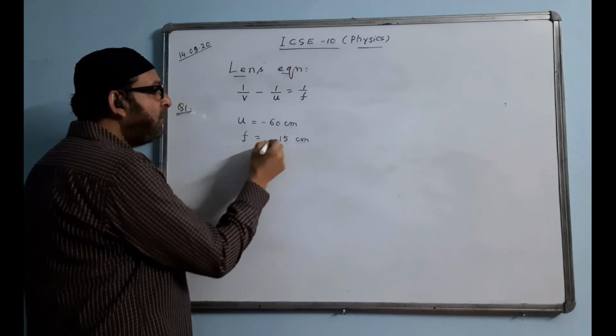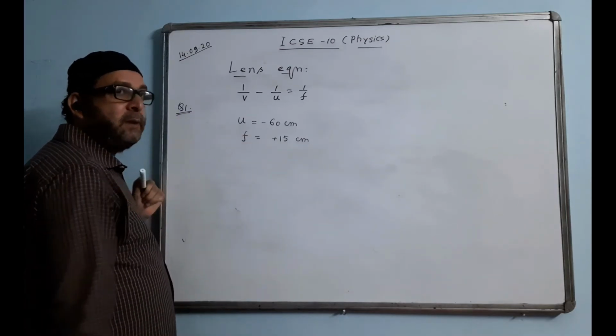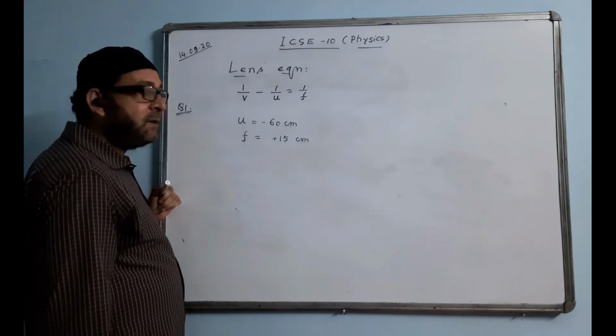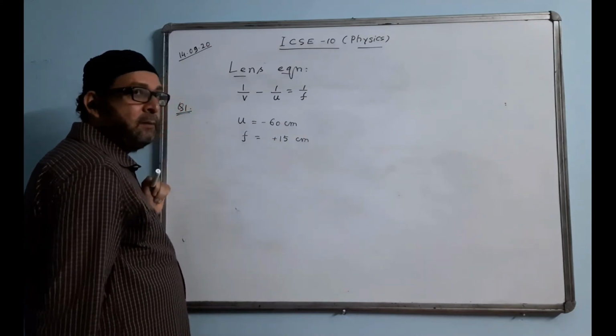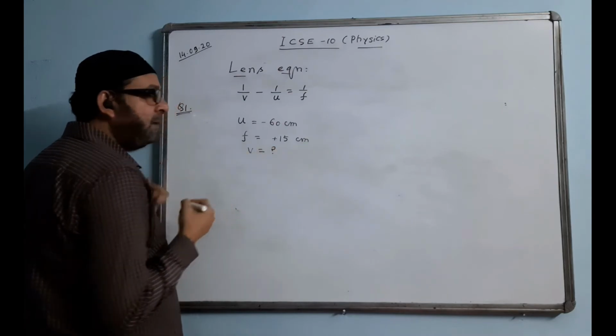What lens is this? Convex. We put a plus sign here. If it is a concave lens, we put a minus sign. So u and f are known, v is unknown. We have to find the value of v.